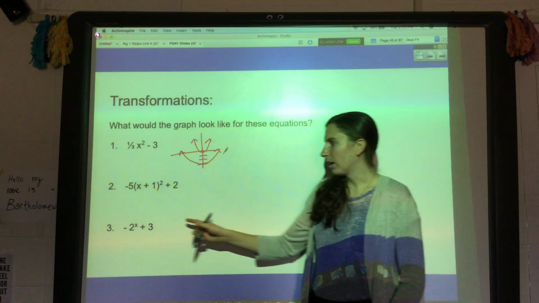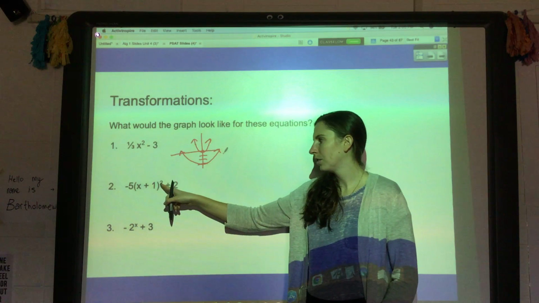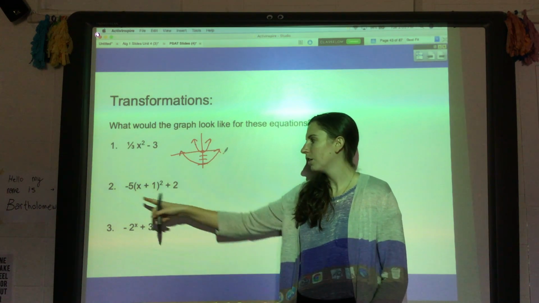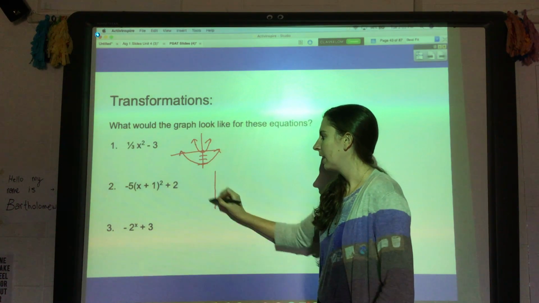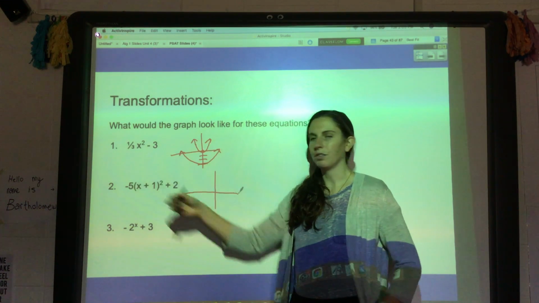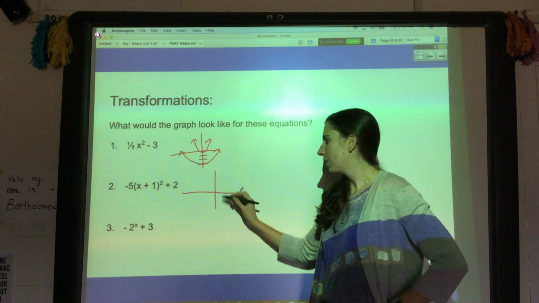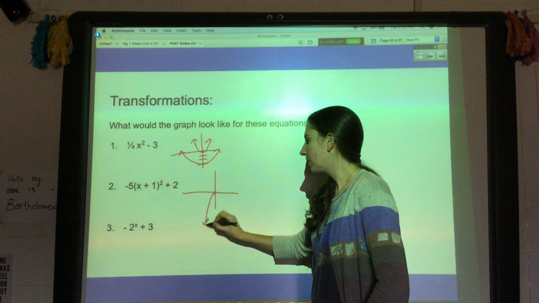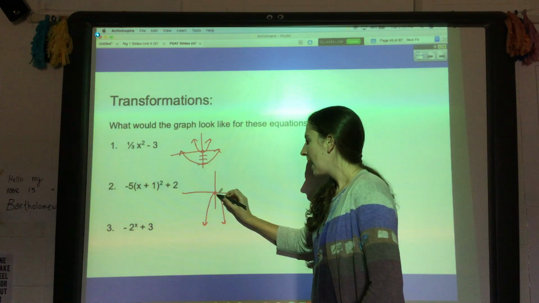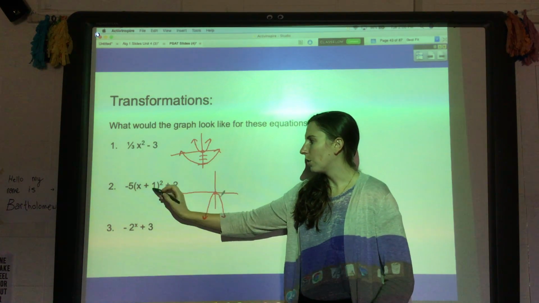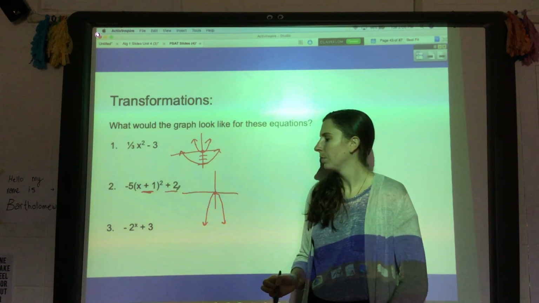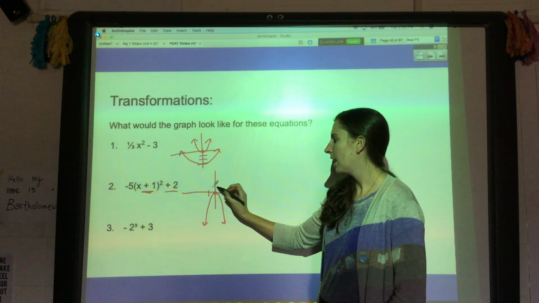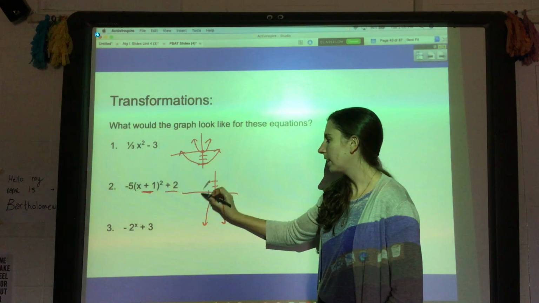This is also a parabola, x squared, but first of all, the negative flips it upside down, and the 5 vertically stretches it. So it's flipped upside down and it's vertically stretched, and then it's also shifted left 1 and up 2. So left 1, up 2. So right here.